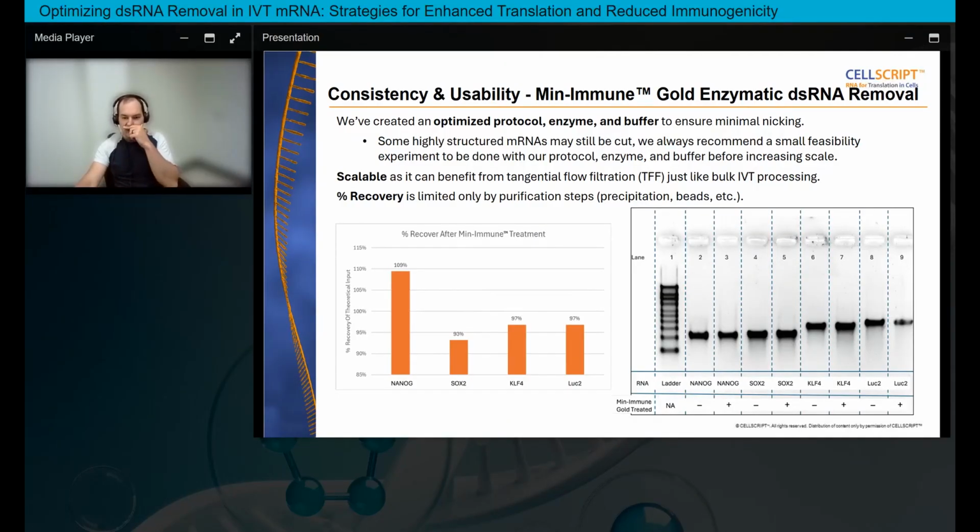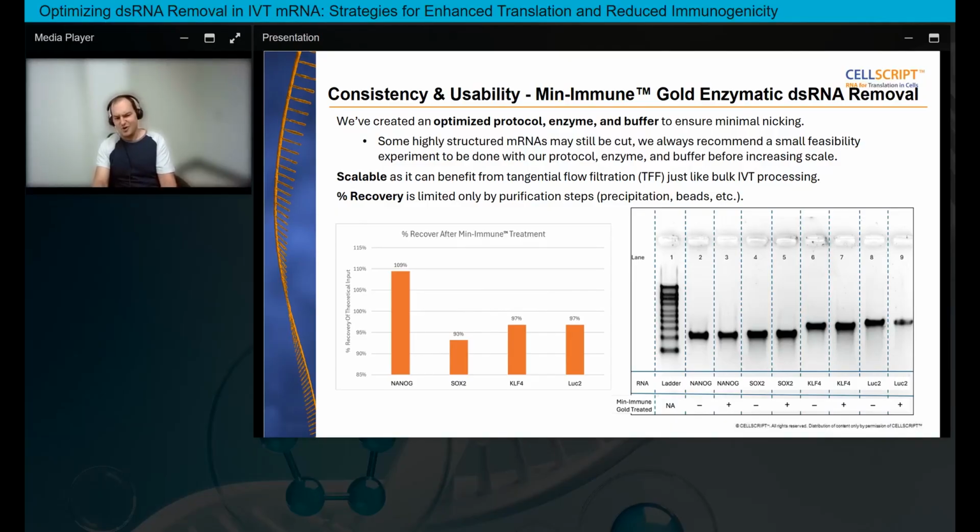And so the real secret to it is that we've created an optimized protocol, an optimized enzyme, and an optimized buffer to ensure minimal nicking from MinImmune Gold kit. We have plenty of disclaimers that we talk about, and we want to make sure that everyone knows that if you have a super highly structured mRNA, you want to test it in a little tube first to make sure everything is above board. But it's very easy feasibility to be done. It doesn't require more than a couple hours just to know if it works fine.